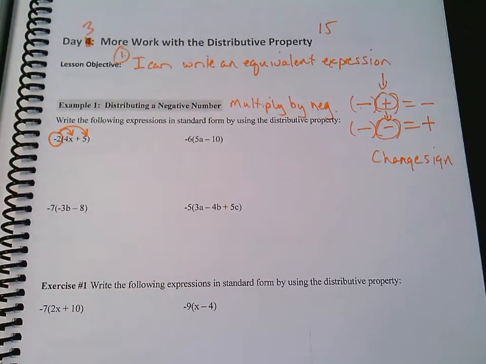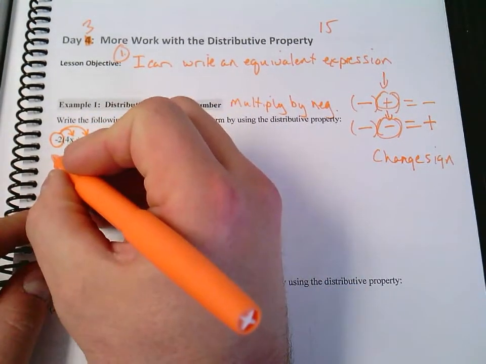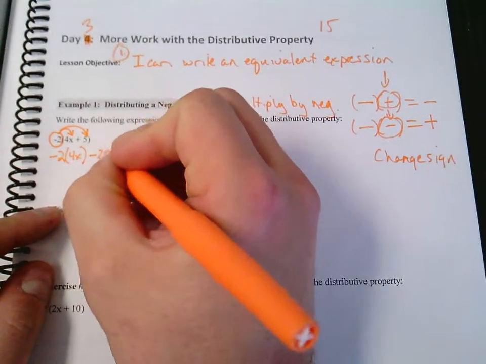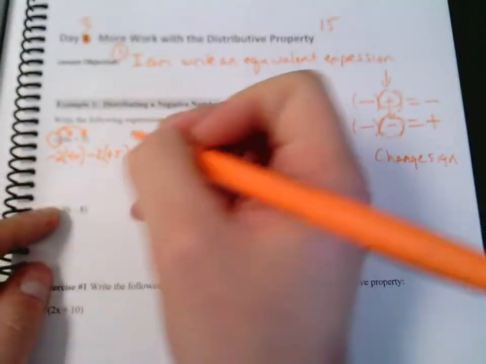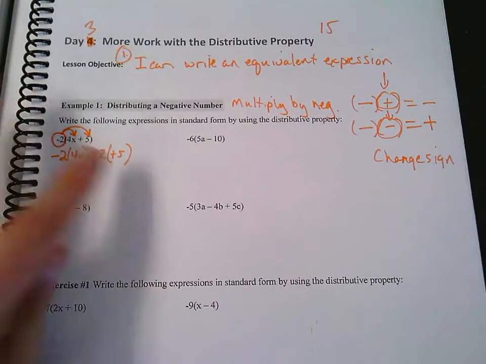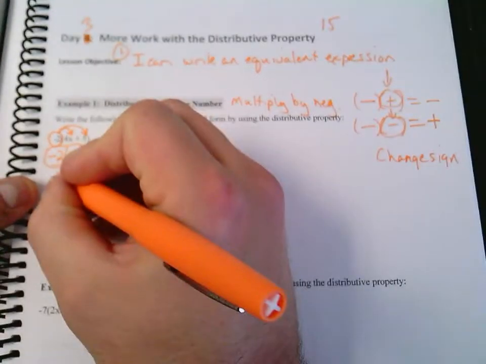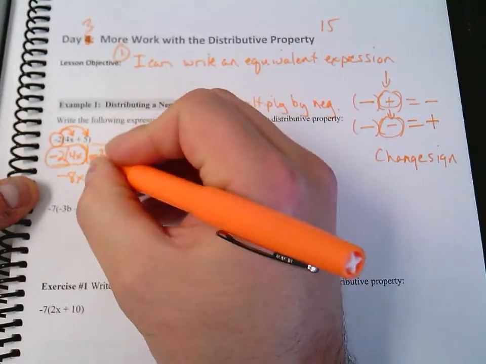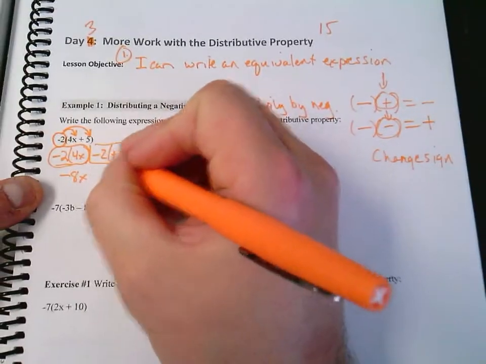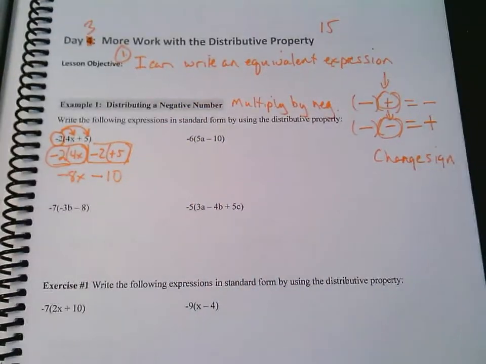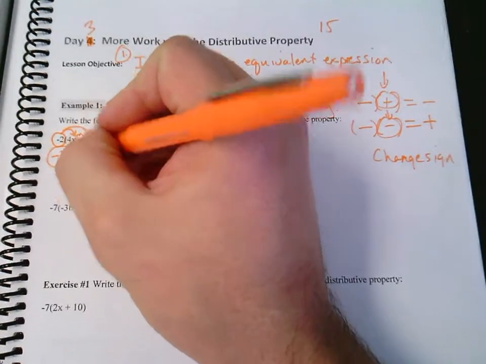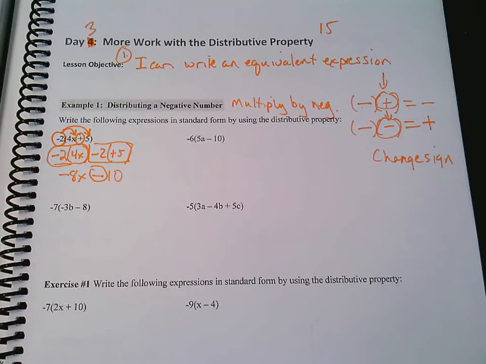We'll do this one horizontally. I'm going to write this out so you can see what's going on. Negative 2 times 4x, then negative 2 times a positive 5. And yes, that plus sign does go with the 5. Following order of operations, negative 2 times 4: a negative times a positive is a negative 8x. And negative 2 times a positive 5 is a negative 10. Notice how it was a plus, then it became a minus, because of distributing a negative.